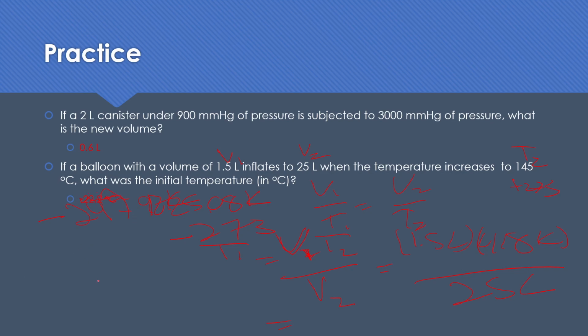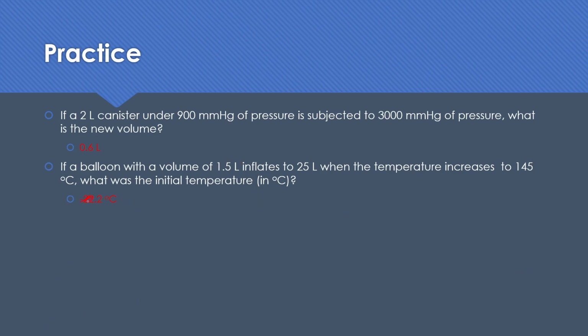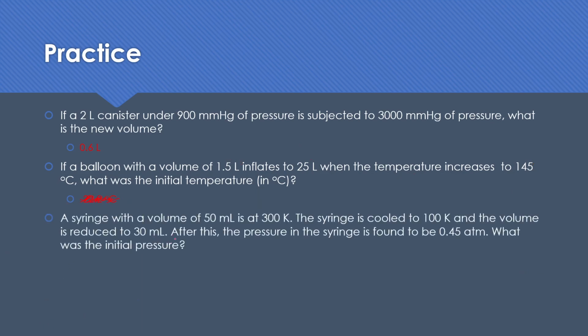All right. Then finally, a syringe with a volume of 500 milliliters is at 300 Kelvin. The syringe is cooled to 100 Kelvin and the volume is reduced to 30 milliliters. After this, the pressure in the syringe is found to be 0.45 atmospheres. What was the initial pressure?